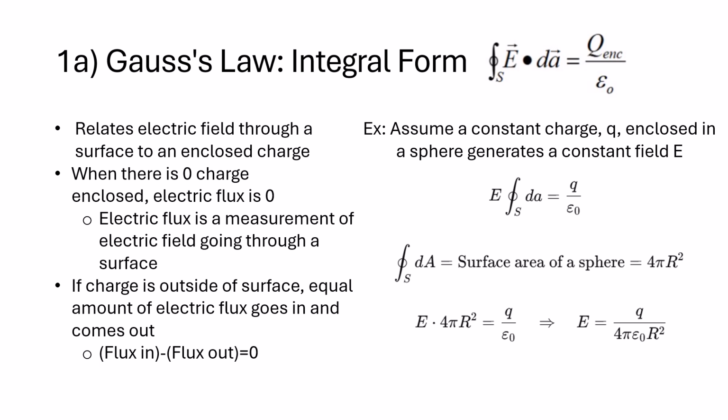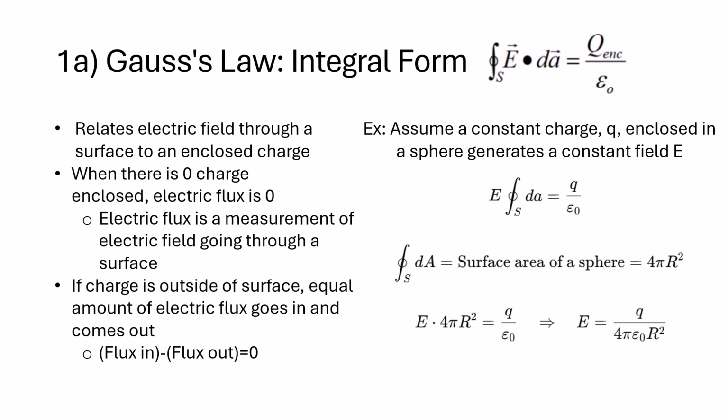First here is Gauss's law in integral form. This relates the electric field through a surface to an enclosed charge within that surface. When there is zero charge enclosed, the electric flux, or a measurement of how much electric field is going through a surface, is equal to zero. A way this can be physically thought about is if you have a charge outside of a surface, an equal amount of flux would run in from one side and out of the other, totaling out to zero.